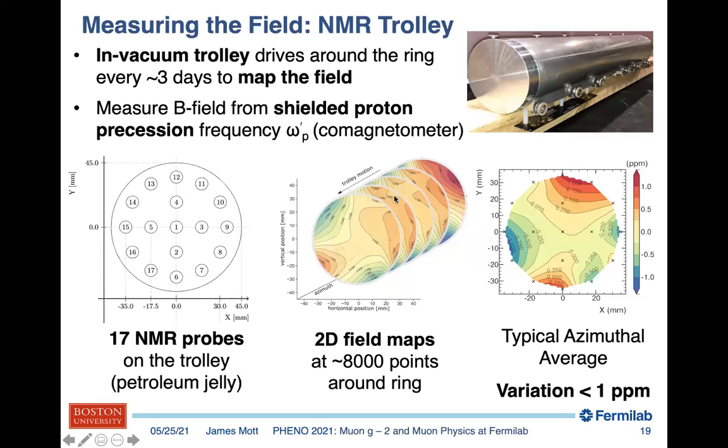Obviously, a muon is going to be going through each of these field maps, and the field it sees is the average. So here's a typical example of an azimuthal average. And you can see that the variation here is less than 1 ppm around. It's small variation around the ring. It's nice and uniform, and especially here in the middle where the muons actually live, mostly in the middle of the aperture.